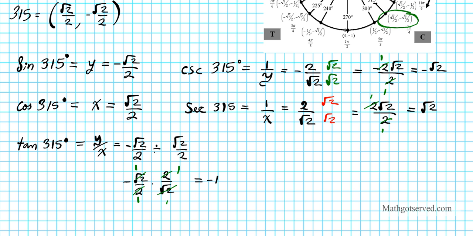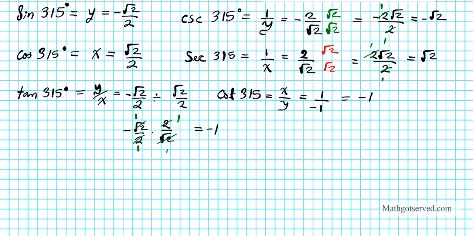The reciprocal of tan is your cotangent function. What is cotangent 315? It's x over y, or the reciprocal of tan. So if I reciprocate negative 1, I'm going to have 1 over negative 1, and the final answer is also negative 1. Let's go ahead and organize our six trig ratios.